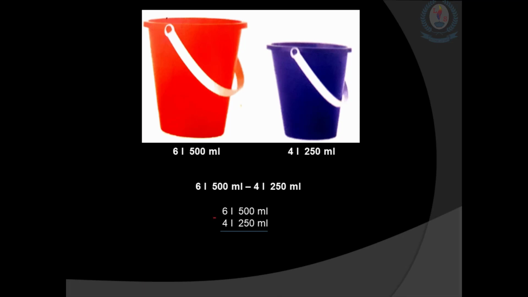As in addition, we want to subtract the milliliters side first. Then we have to subtract the liters side. First milliliters, next liters. So, the difference in capacities between the two pails is 2 liters 250 milliliters.